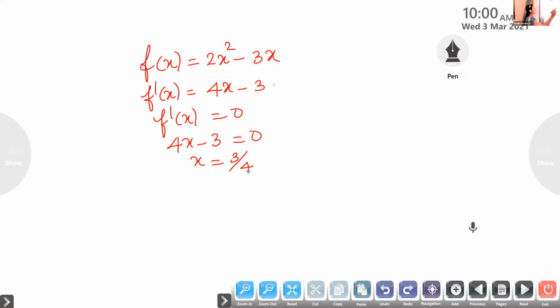Okay. So actually the number line is from minus infinity to infinity. So here we are getting a point 3 by 4. Real line means it is from minus infinity to infinity. We are dividing it into 2: minus infinity to 3 by 4, and 3 by 4 to infinity.